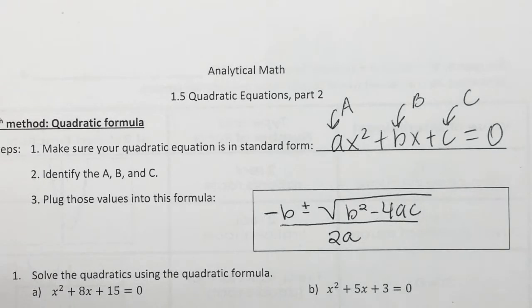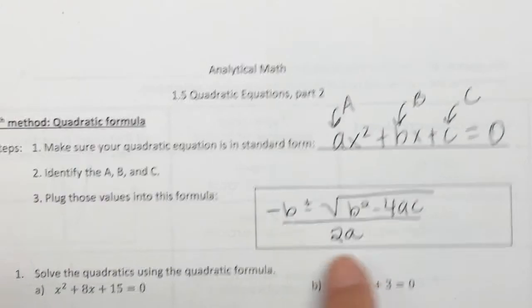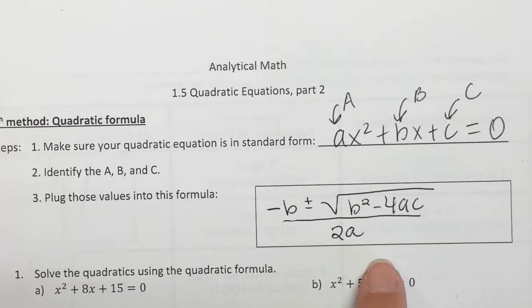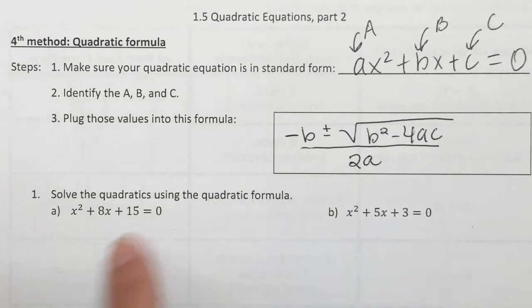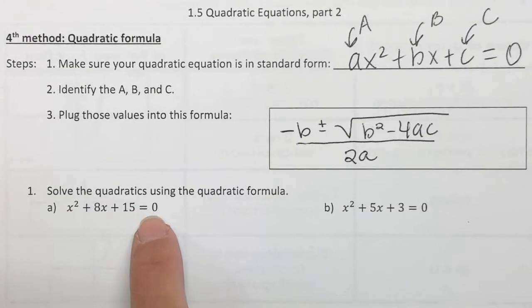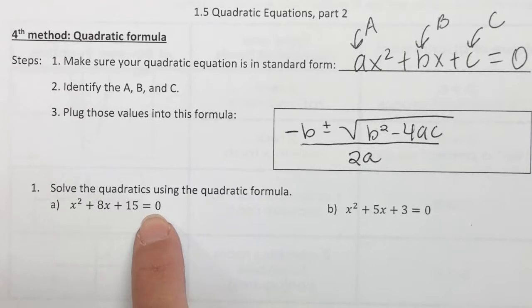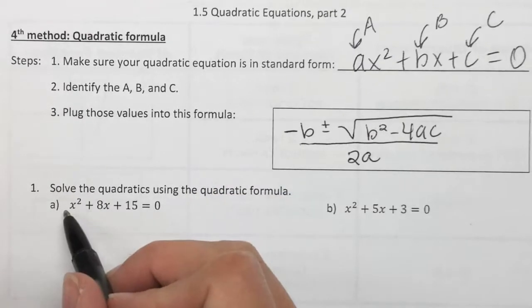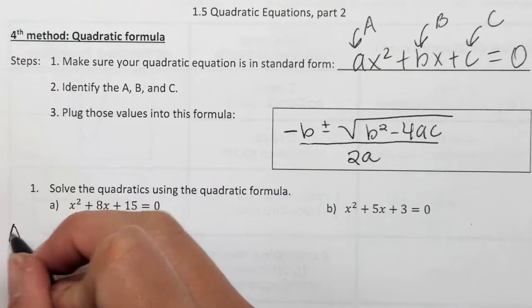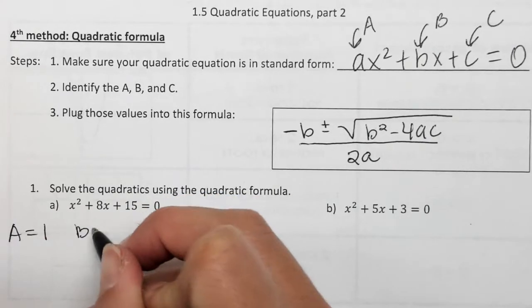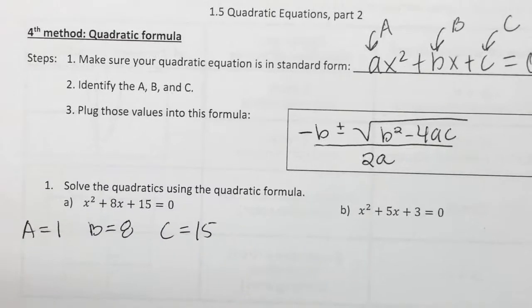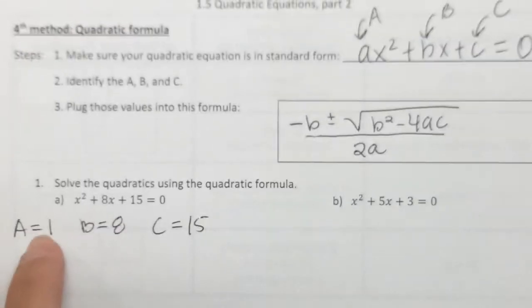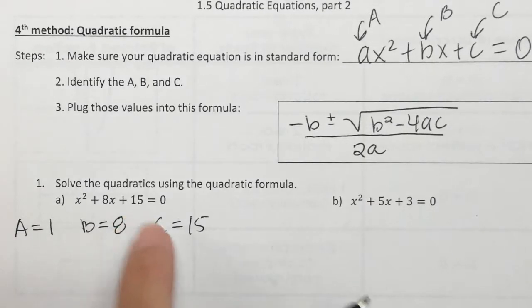And c is just going to be a number without any variables beside it. And then once you identify a, b, and c, you just plug it into this formula right here. So starting with number 1, is this one in standard form? Yes, it's equal to 0. So what is our a in this one? 1. Good. If there's not a number in front of x, it's going to be 1. B is what? 8. And c? 15. Very good. So a came from in front of x squared, b is the number in front of x, c is the constant.